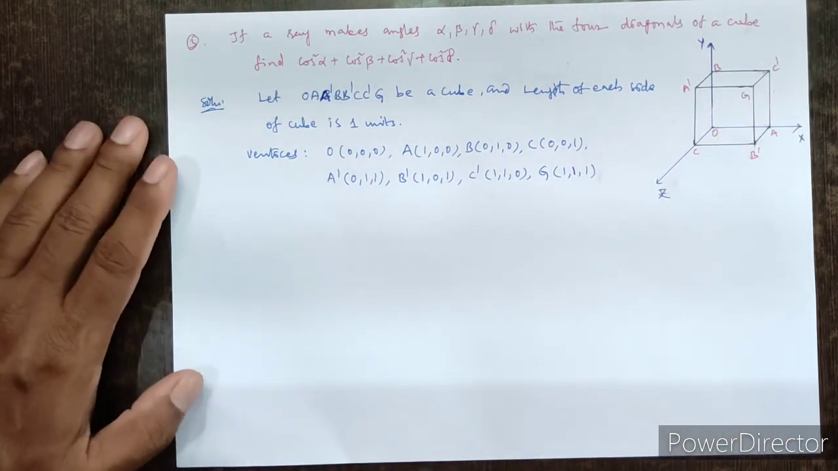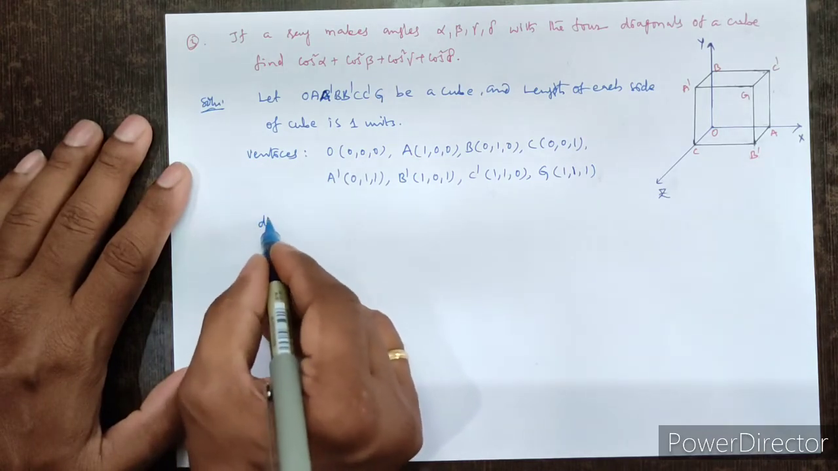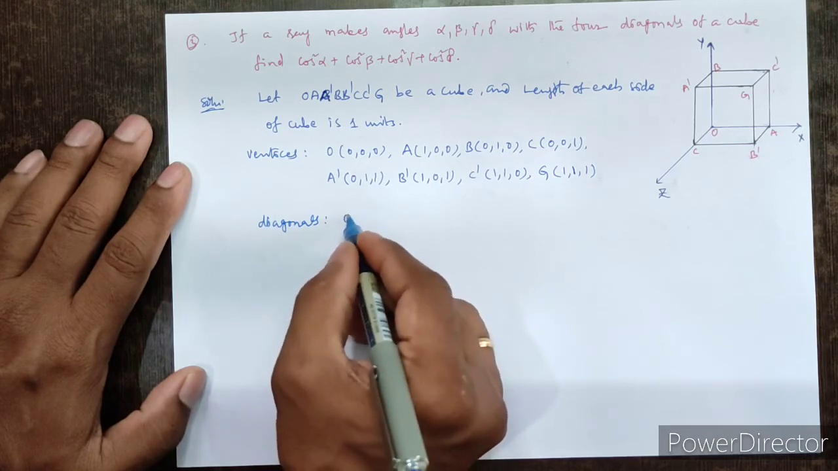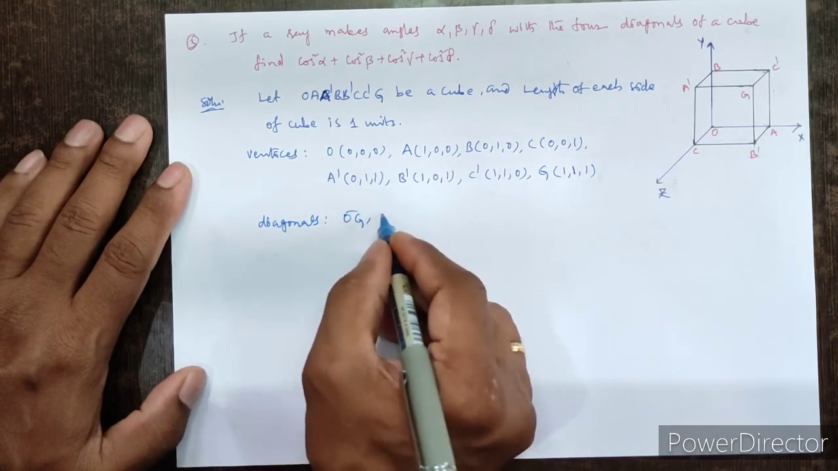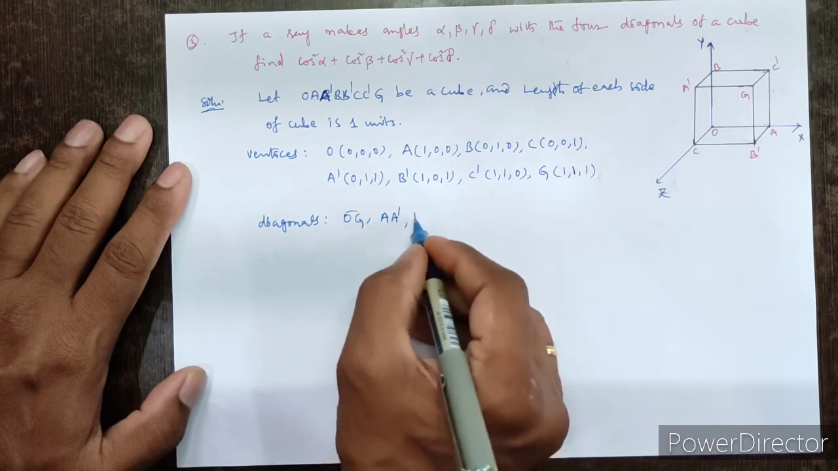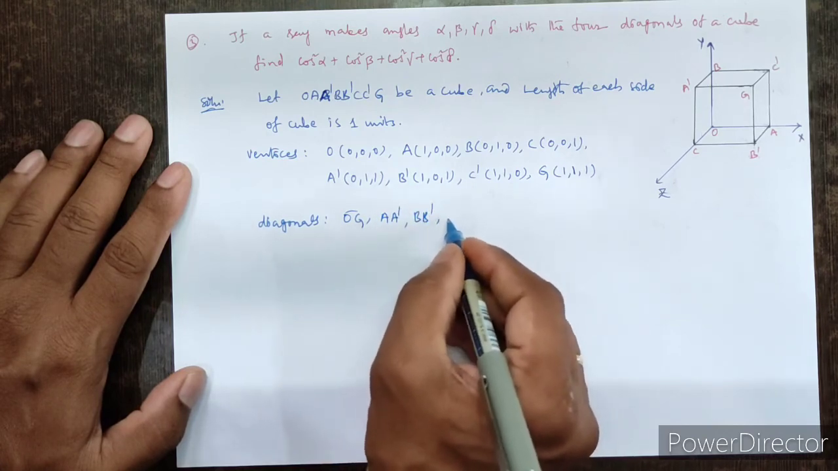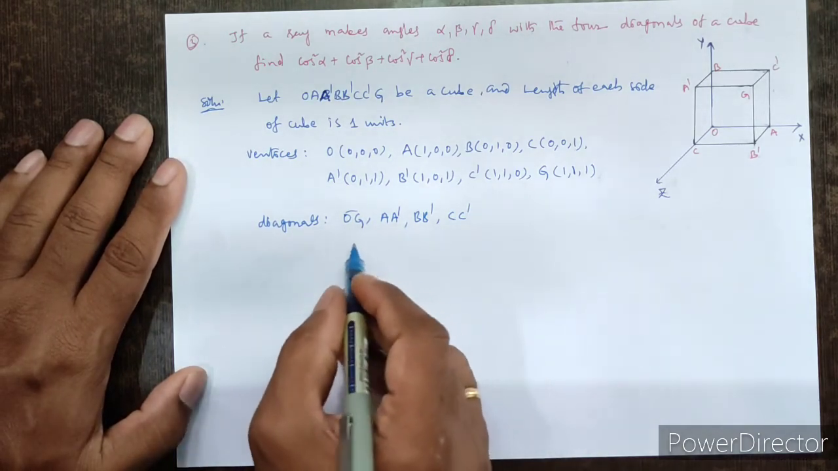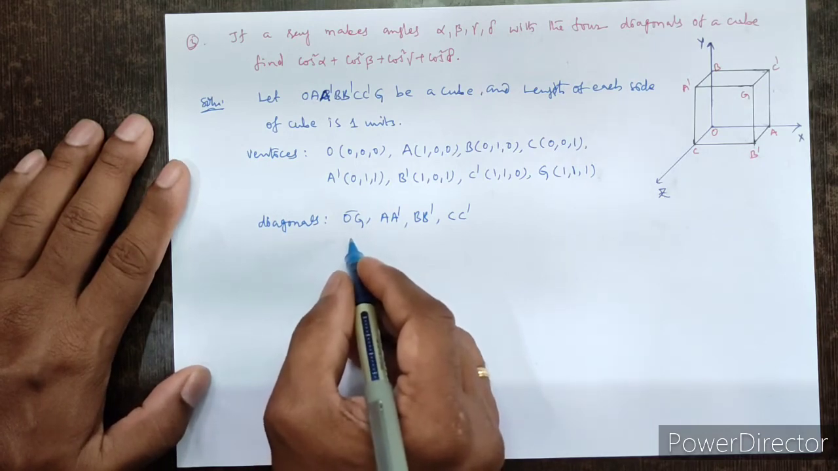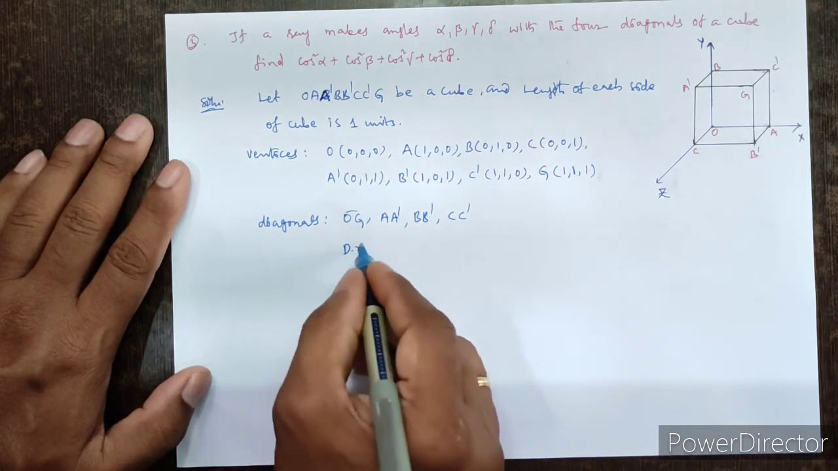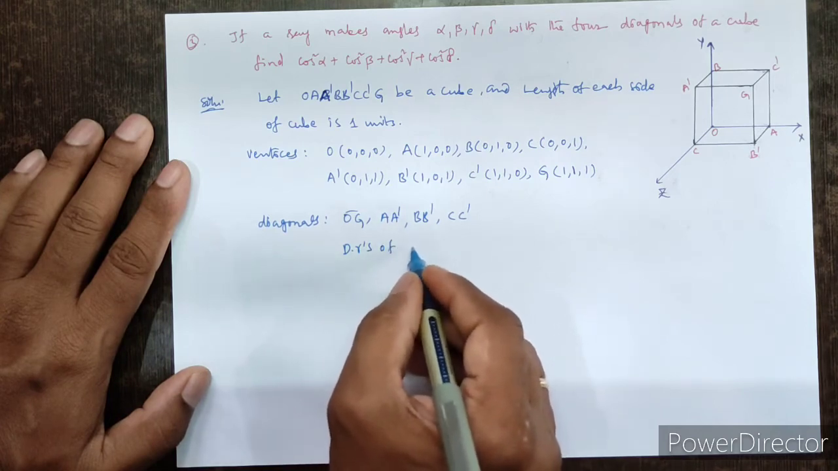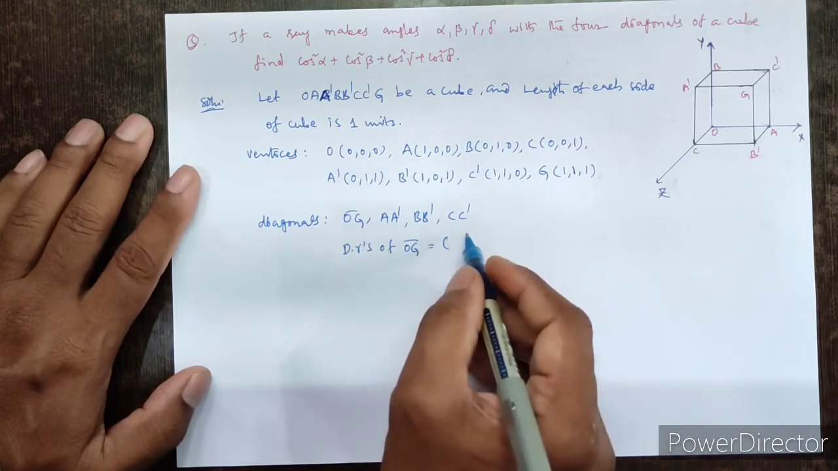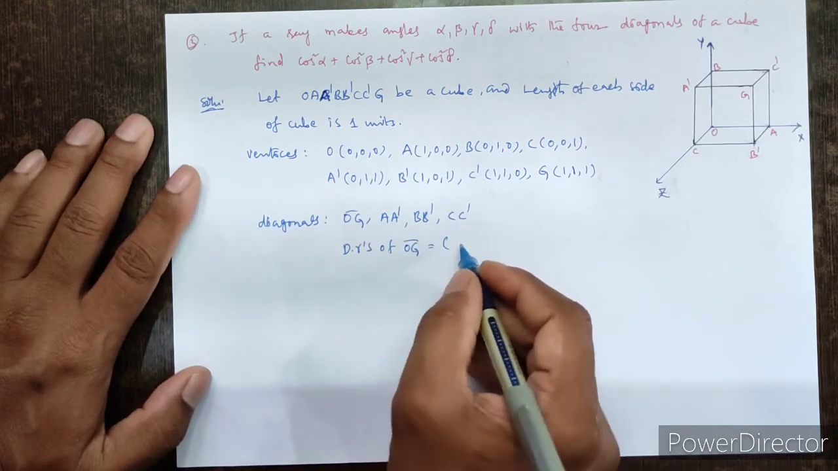So coming to the diagonals, what are the diagonals in this cube? OG, AA dash, BB dash and CC dash. So first find the direction ratios of the diagonals. DRs of diagonals, that is nothing but OG. So OG is nothing but G itself only.